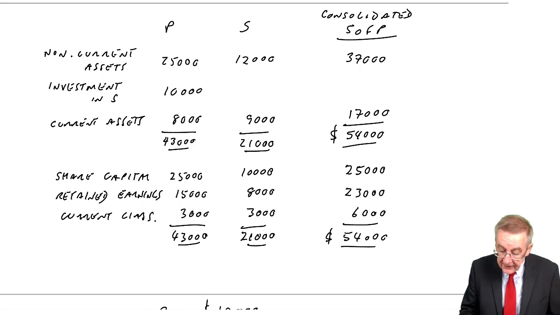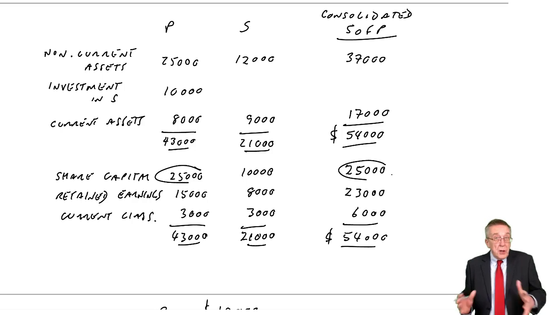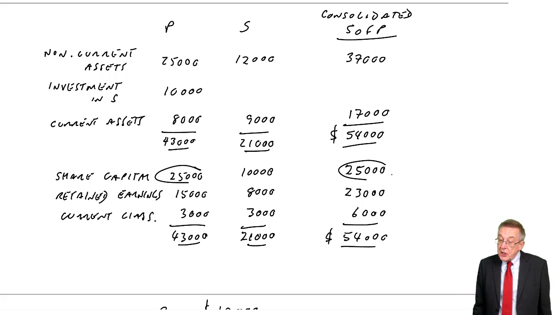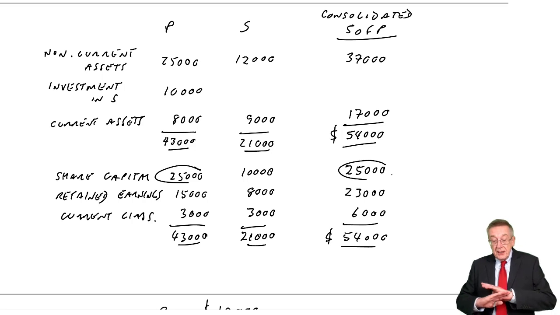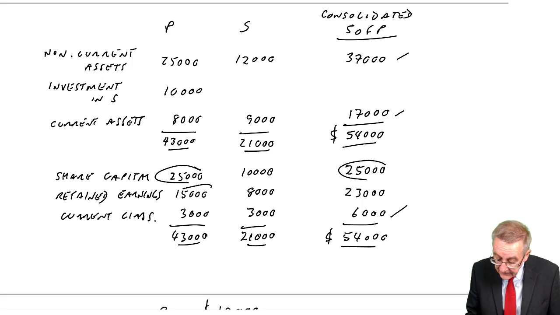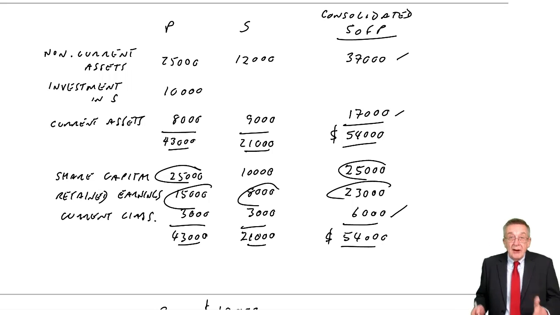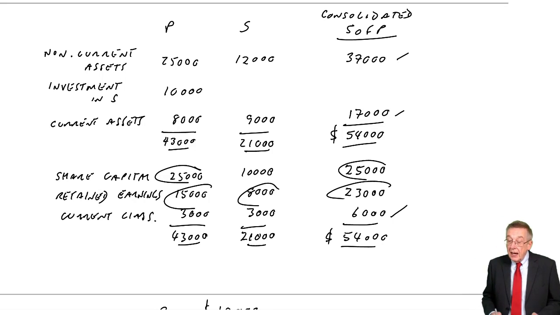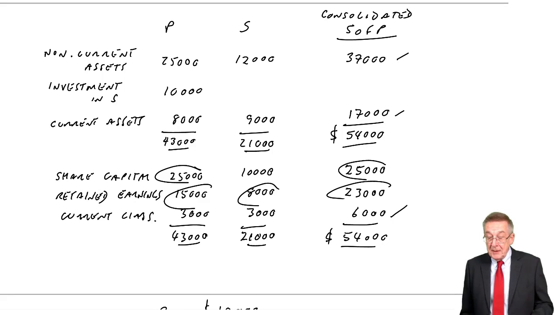So it's one big company. And appreciate it's P's shareholders who own all of it. They own P and P owns S. So the share capital, the consolidated statement, is 25,000. We've brought in all the assets of the two companies, all the liabilities of the two companies, and the retained earnings. Obviously, P's shareholders are entitled to P's profits. They're also entitled to those that have been earned by S because they own S, I beg your pardon.